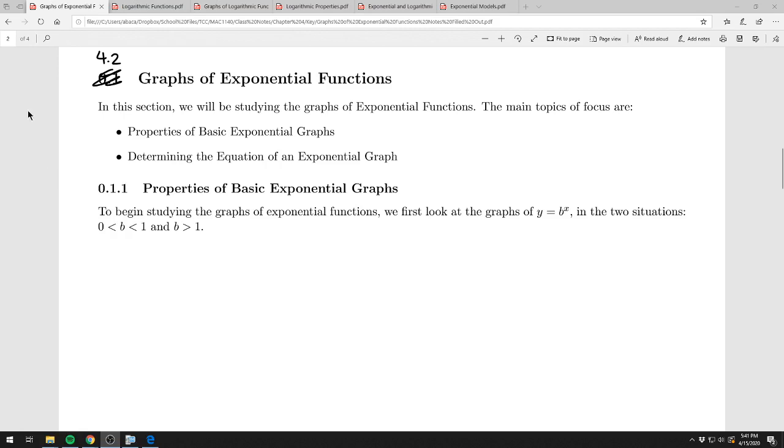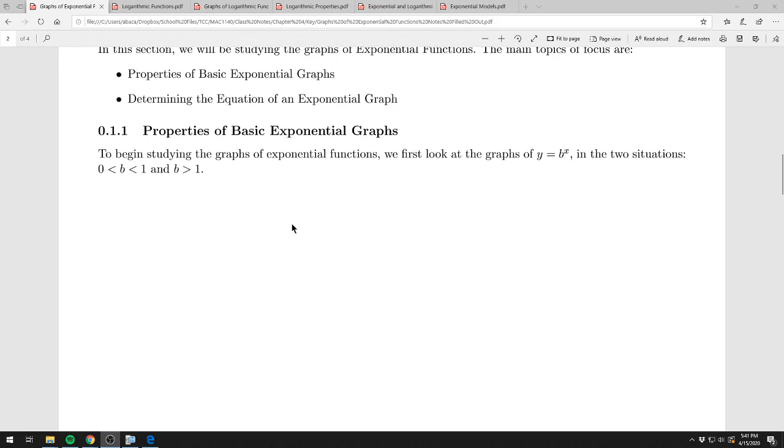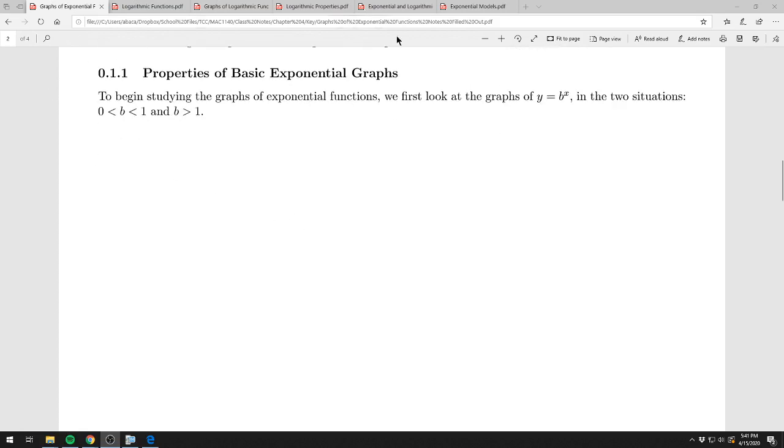And then the second section is determining the equation of an exponential graph. If you're given an exponential graph, one thing is to realize it has that shape, and then the next part is, okay, I need to figure out the equation. How am I going to do that? All right, but the first thing we'll talk about are the properties and the picture of exponential graphs.